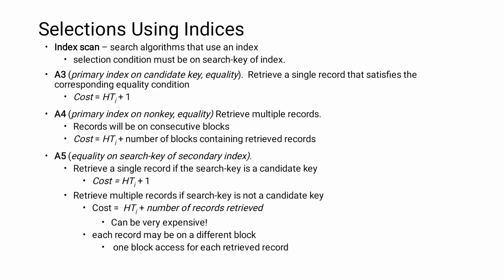A5, secondary index, equality. A selection specifying an equality condition can use a secondary index. This strategy can retrieve a single record if the equality condition is on a key. Multiple records may get retrieved if the indexing field is not a key. In the first case, only one record is retrieved and the cost is equal to the height of the tree plus one IO operation to fetch the record. But in the second case, each record may be resident on a different block, which may result in one IO operation per retrieved record.